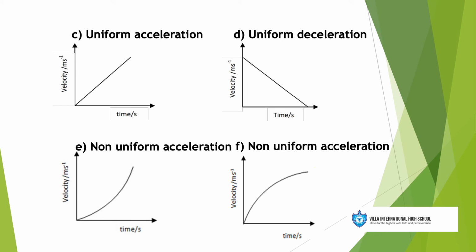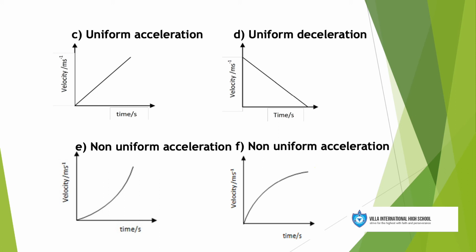Then the next graph, E, non-uniform acceleration. What is non-uniform acceleration? The last two, E and F, both represent non-uniform acceleration. E is non-uniform acceleration, F is also non-uniform acceleration. So first of all, what is the difference? Why this much difference? Same thing, what is the difference?